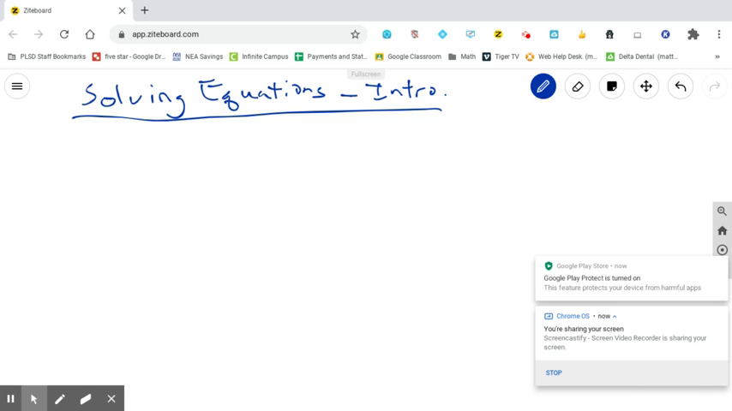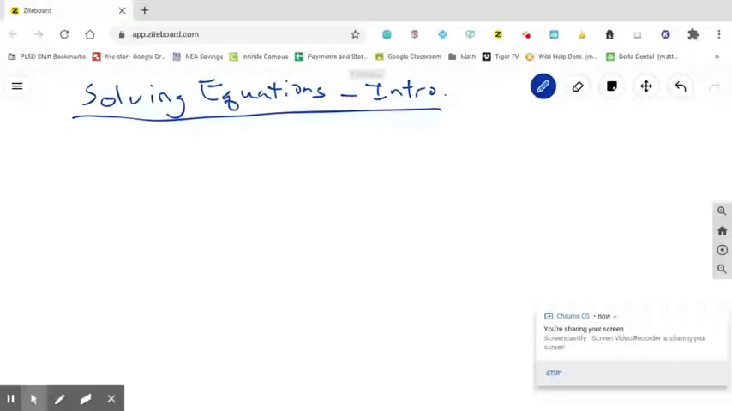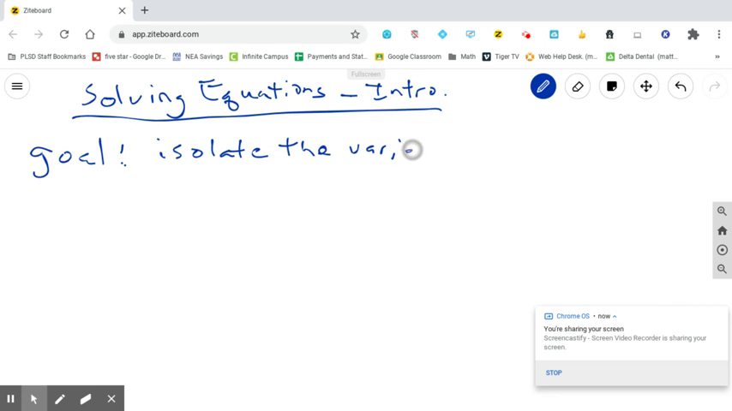All right, we're back. I'm going to introduce this idea of solving equations. Sometimes it's specified how many steps it'll take, but the idea is always going to be the same. The goal of solving equations is simply to isolate the variable. We know variables are like the x's and the y's. That's the goal. The process of actually getting to that goal is called solving an equation.